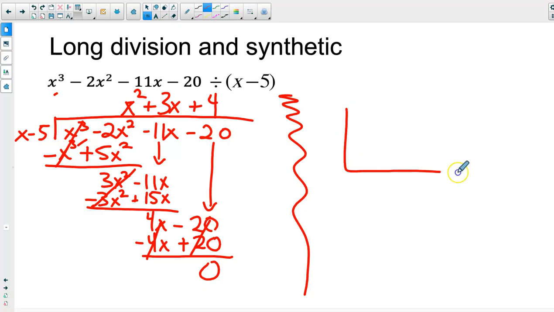Synthetic now. So I got 1, -2, -11, -20. I'm going to put 0 right here because I already know that I'm going to get 0 as an answer. So we can speed through that process. What goes out here? +5. So, this is where a couple of mistakes were made. The difference is right here.